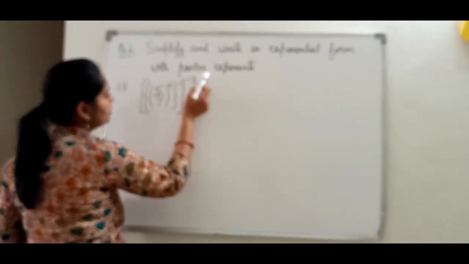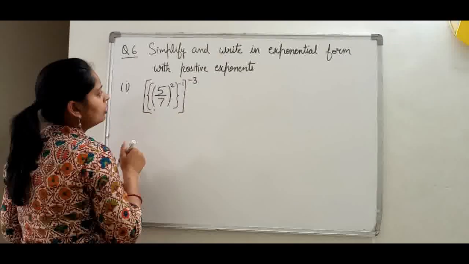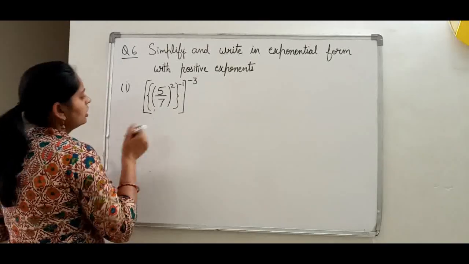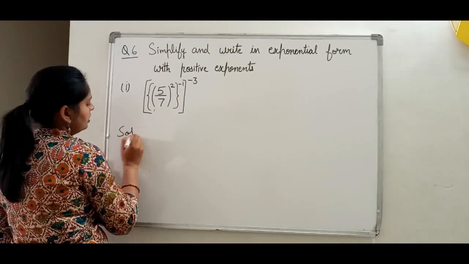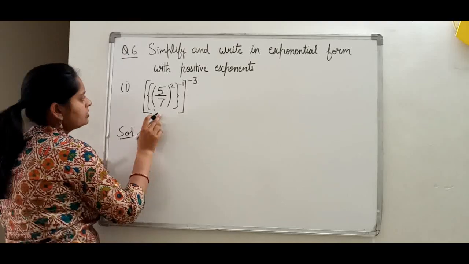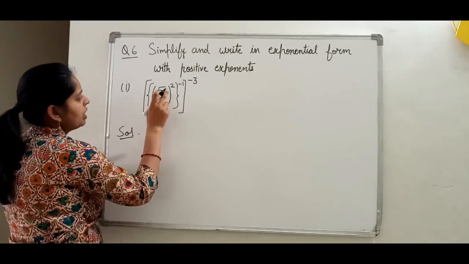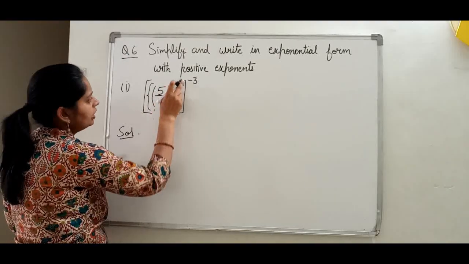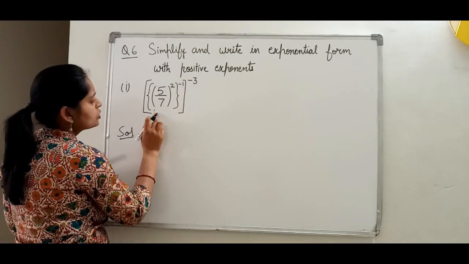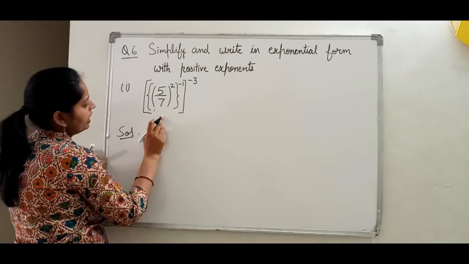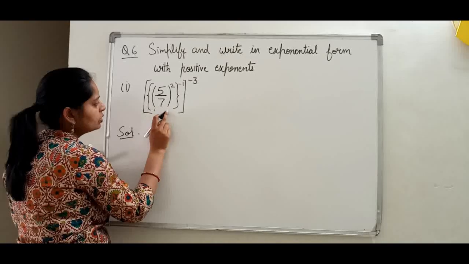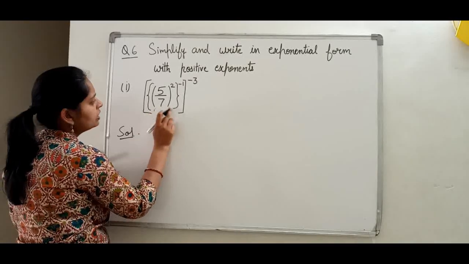Means we have to leave the answer with the power of positive exponent. Okay. Now see the solution for this. We are having (5/7)^2 whole to the power minus 1, again whole to the power minus 3. So we know that when we are solving the brackets, we solve from the innermost bracket, right? So first we will solve these two.